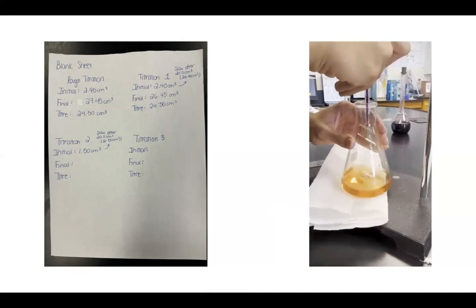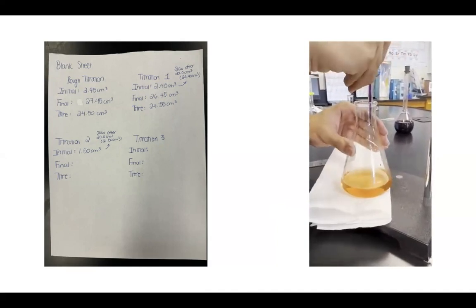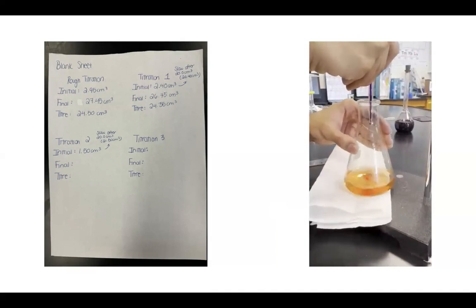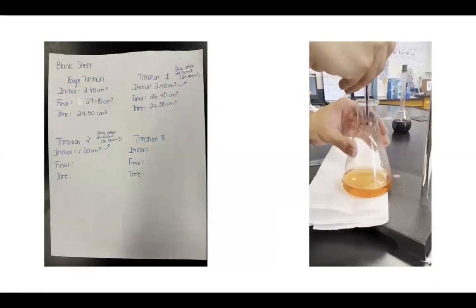Now you can see the color starting to persist, and we're approaching the endpoint. When that color change is permanent for about 30 seconds, then you know that you've reached the endpoint for sure. And now we reached that pinkish color. So that was certainly our endpoint there.